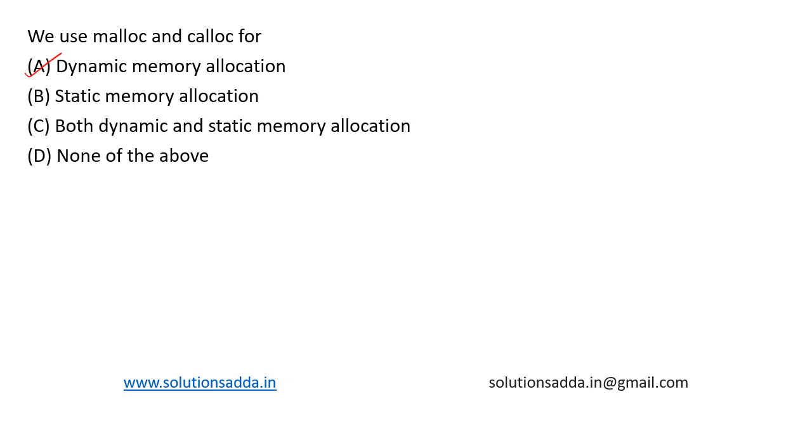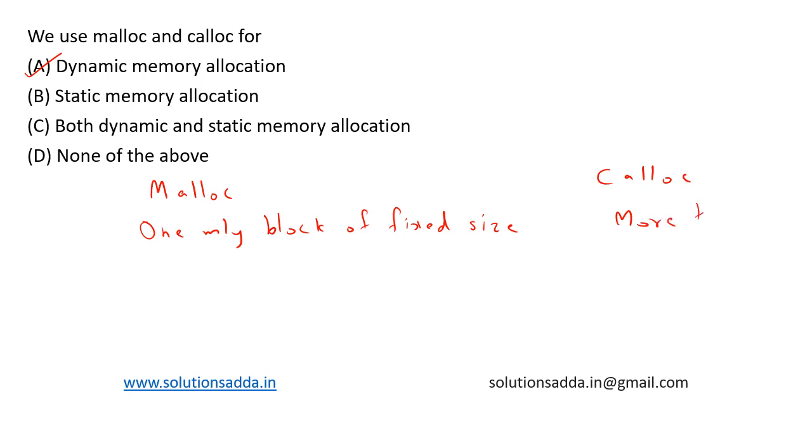But there are some differences between the usage of malloc and calloc. malloc creates one block of memory of fixed size. Whereas calloc assigns more than one block of memory to a single variable.